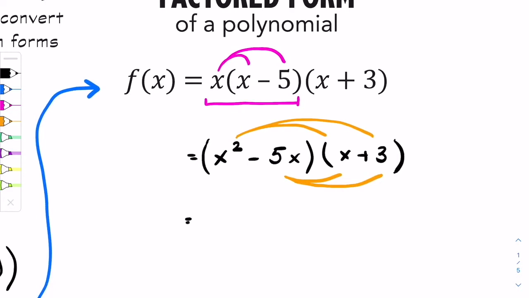This is going to give me x cubed plus 3x squared. That's these first two terms being multiplied. And then right here, we have negative 5x squared minus 15x.